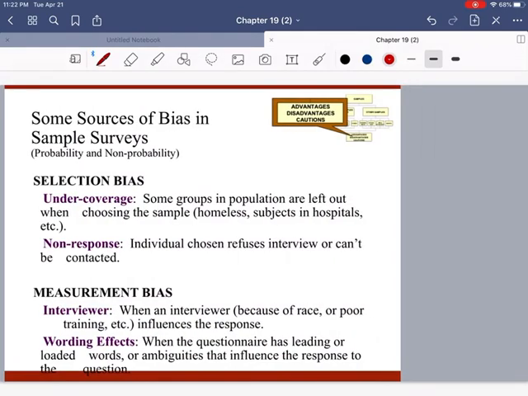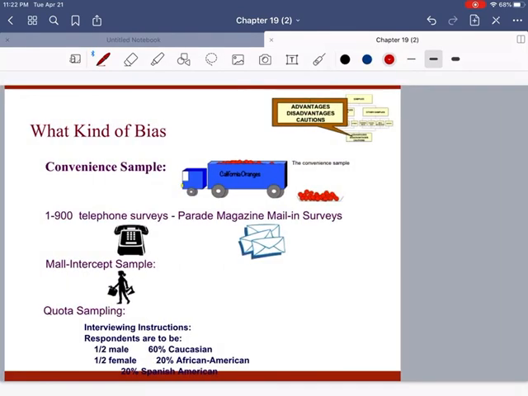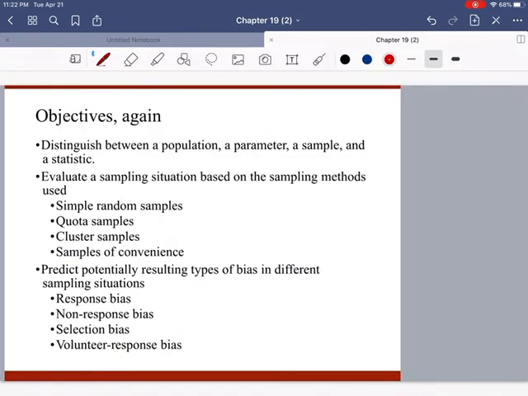Okay, we've talked about biases like that before. Don't care about that slide. Don't care about that slide.